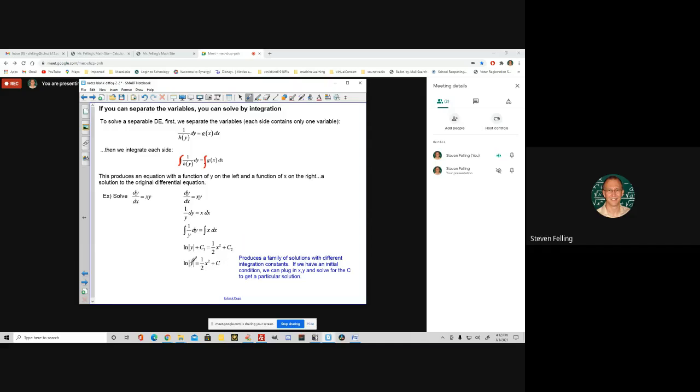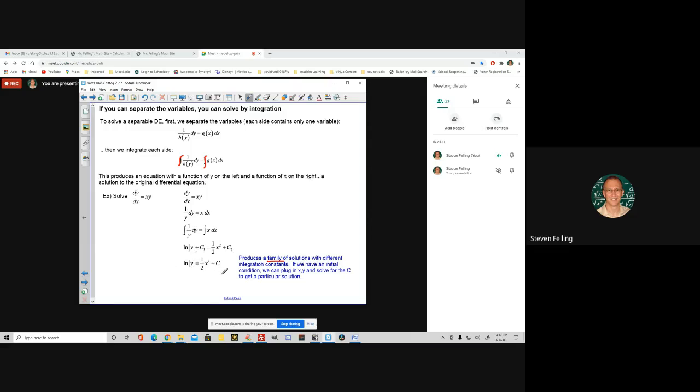So this would be natural log of absolute value of y equals 1/2 x squared plus some constant. And this is producing an entire family of solutions with different integration constants. If we happen to have also an initial condition, then we can plug in that x and y and solve for the c for that particular solution.